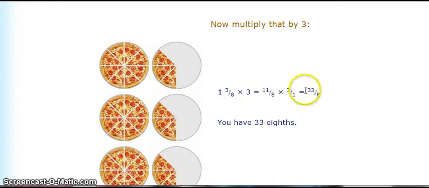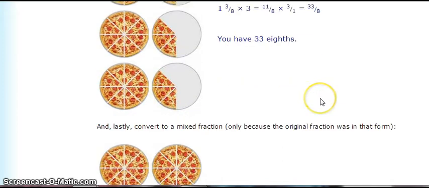And now that you have this improper fraction, you have to convert it back to a mixed fraction because we want to simplify. So this reads 33 divided by 8, because fractions are division problems and you always divide the numerator by the denominator. So if that was a house, 33 would be in, 8 would be out. The numerator always goes in the house and the denominator always goes outside the house.